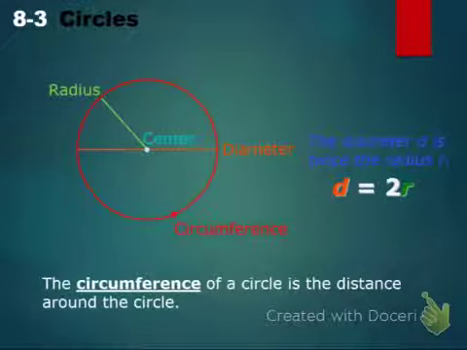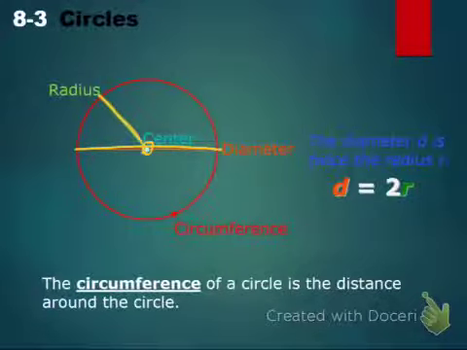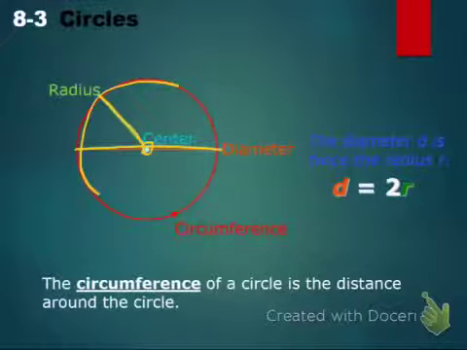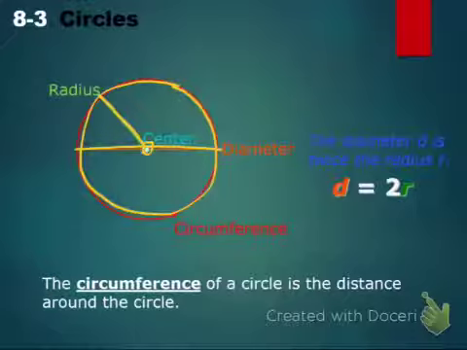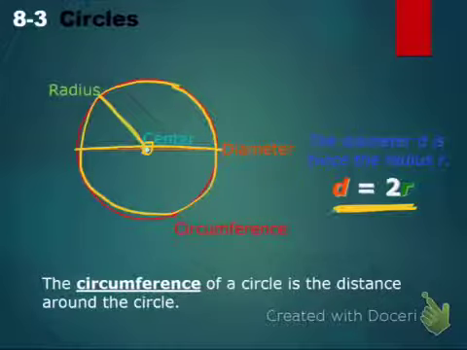So here is a visual of the words that we just talked about. We've got the center of the circle right here in the middle. And then if you go straight through from side to side through the center, you've got a diameter. A radius connects that center to any point on the outside of the circle. And then the entire distance all the way around from start to beginning is called the circumference. Always remember that a diameter is 2 times a radius. So take a radius, multiply it by 2, and you've got the distance all the way across that circle.